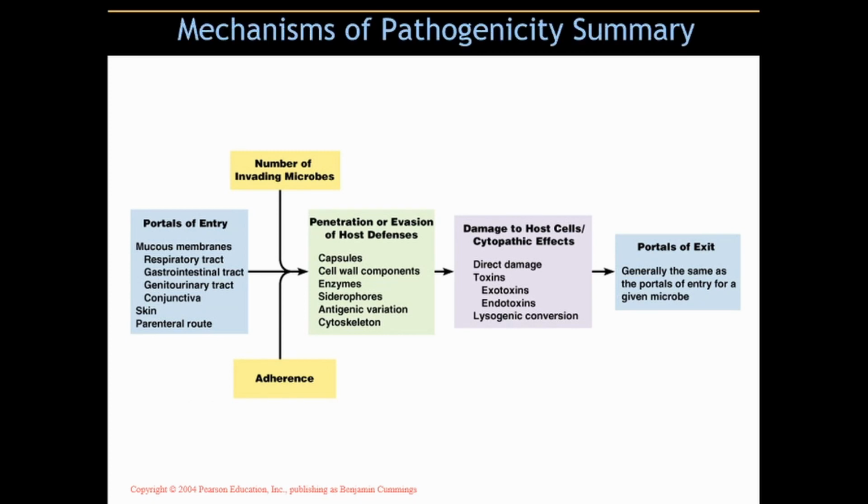And this is just a graphic quickly summarizing what some of this chapter focused on. Beginning with the portals of entry, how do they get in? And then ways in which they penetrate or evade our defenses, and then after they have done that, what damage do they do, cytopathic effects, and then how do they get out of their host with the portals of exit. Well, that's chapter 15, Microbial Pathogenicity.